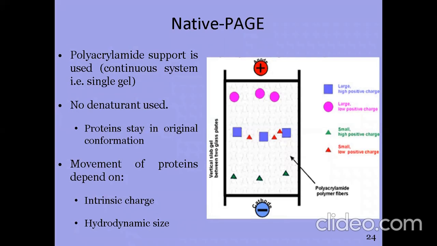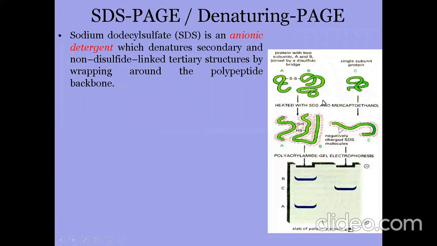Okay, should we move further? So next to it is SDS denaturing PAGE. और उसमें क्या होगा? That one was native PAGE, and this one is denaturing PAGE. इसमें denaturant use किया गया है, surfactant use किया गया है, and that is sodium dodecyl sulfate, an anionic detergent which denatures secondary and non-disulfide linked tertiary structure by wrapping around the polypeptide backbone.